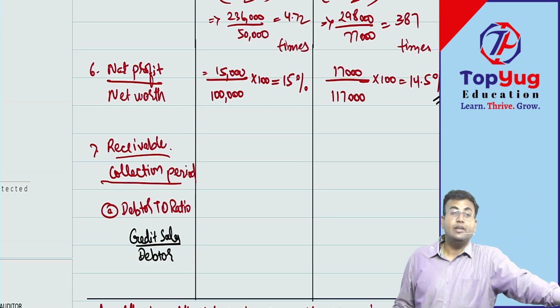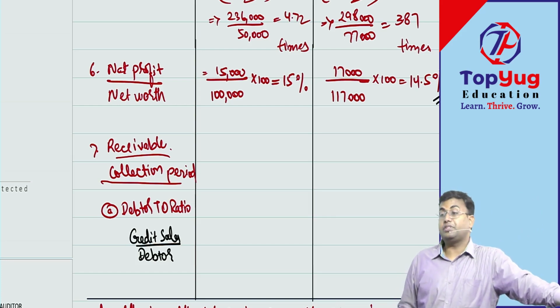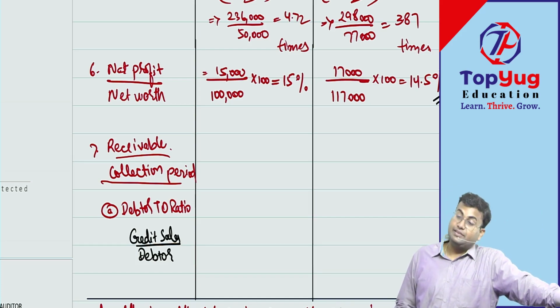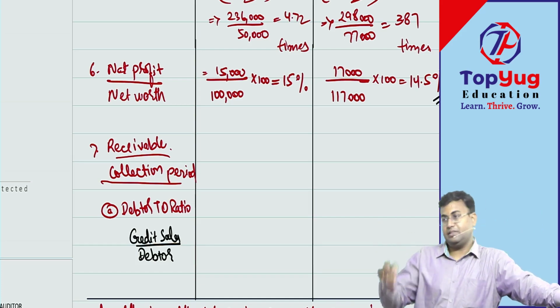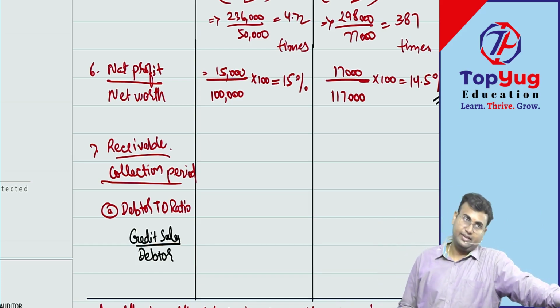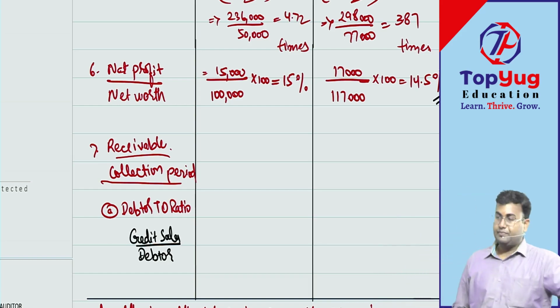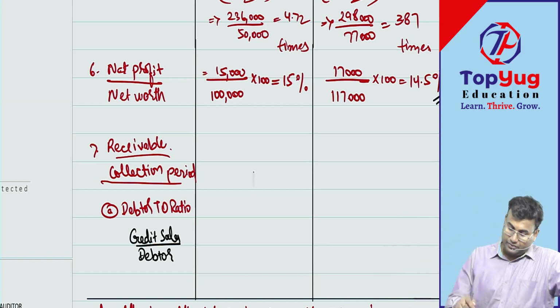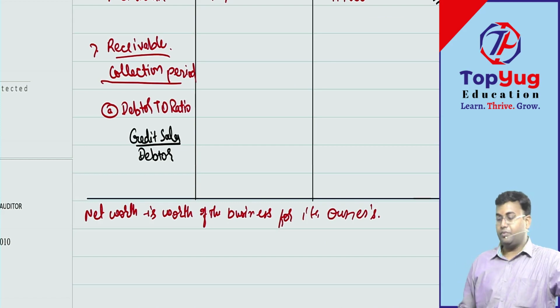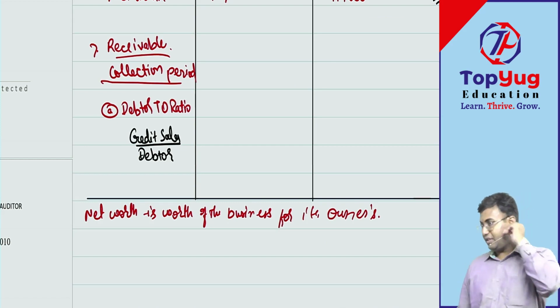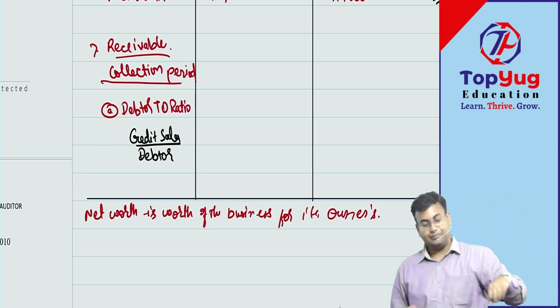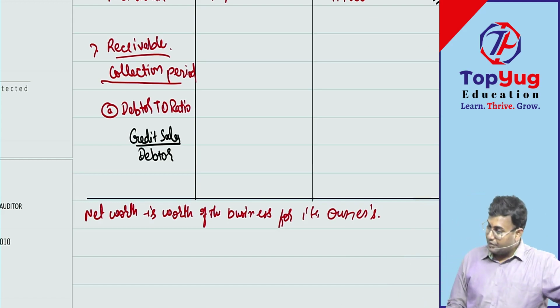Second item. Sir, why sales? It should be cost, no? Debtors are at cost or selling price? Debtors are at selling price, so even the sales is at selling price. That's why selling price. Done. Are we all good here? So first find out the debtor turnover ratio, a bit. We are not doing collection as of now, only debtor turnover. So how much is it?